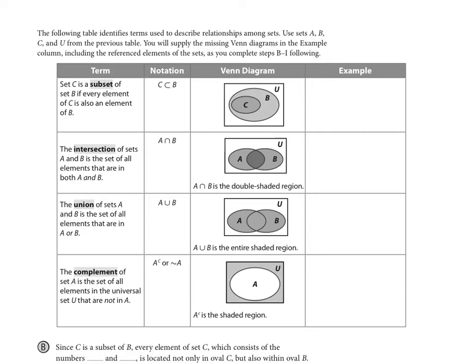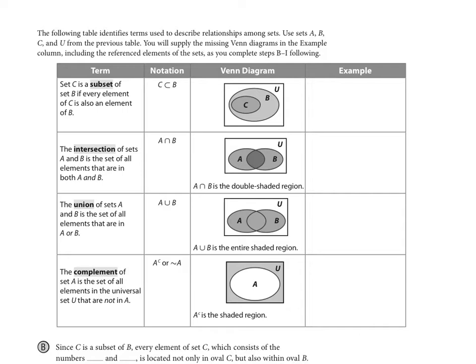Okay, on this page, you guys, we have a table that is identifying 4 new vocabulary words that are terms that are used to describe relationships among the sets that we just identified. We can have a subset, we can have an intersection, we can have a union, and we can have a complement. And it's important that you understand what all 4 of those vocabulary words mean, and not only that, but the notation that we're going to see, and also what they mean with the examples that we just came up with, the sets that we've established.